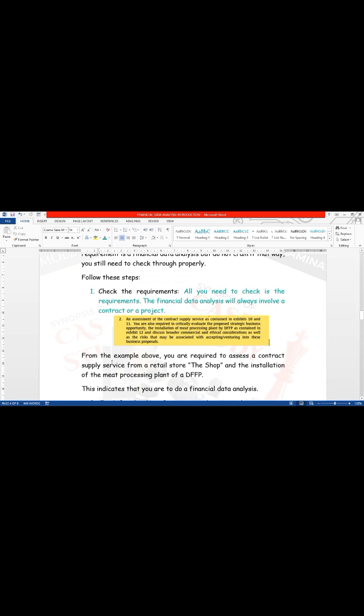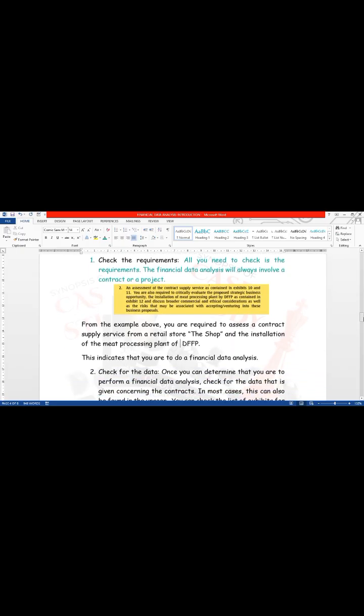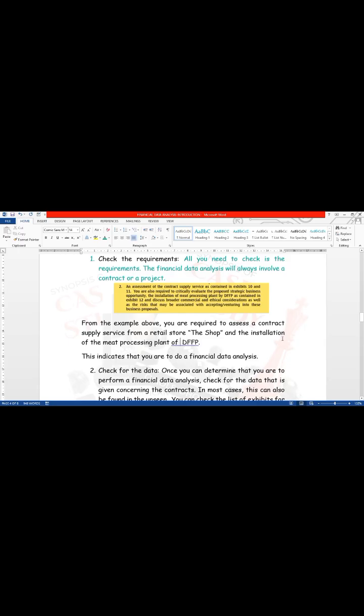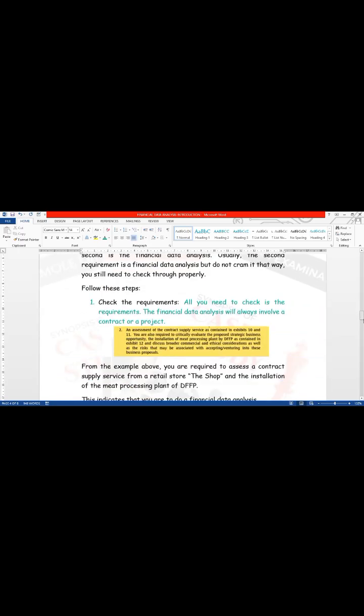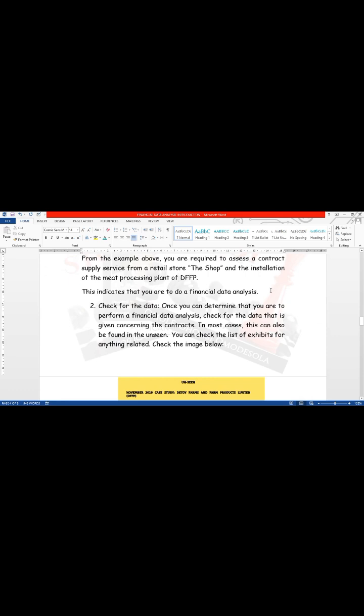So from the example above, you are required to assess a contract supply service from a retail storage shop and the installation of the meat processing plant of DFFP. Now, DFFP is Detoy Farm and Farm Products. That's the name of the company, the client that you are preparing this report for. Good. So after that, this indicates that you are to do a financial data analysis.